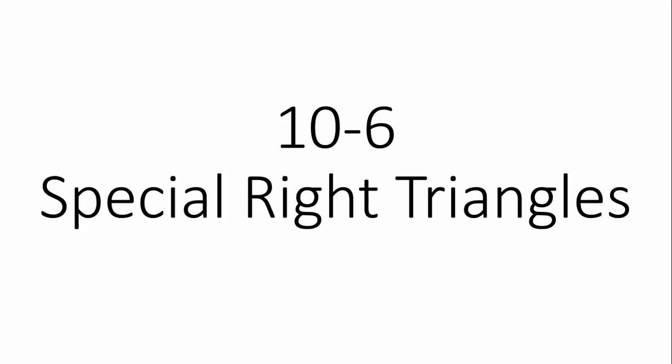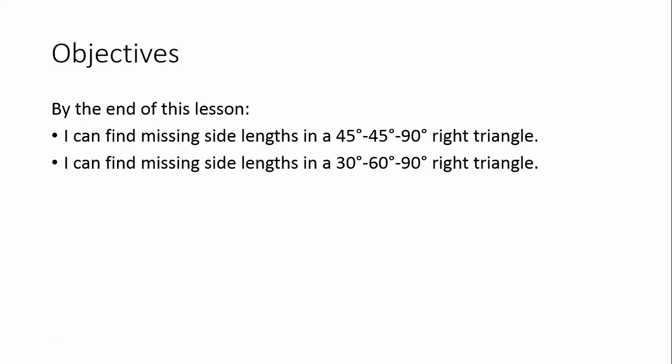6 is titled Special Right Triangles. So by the end of this lesson, you'll be able to find the missing side lengths in a 45, 45, 90 right triangle and in a 30, 60, 90 right triangle.